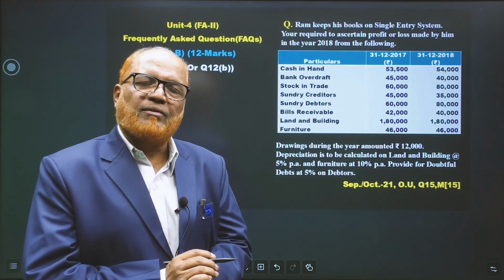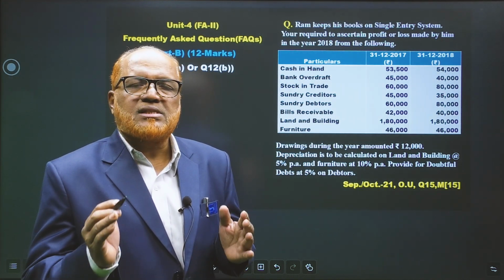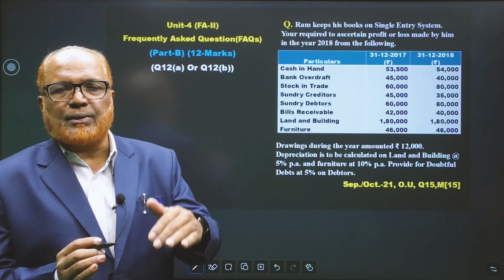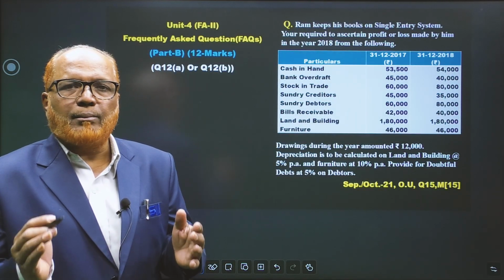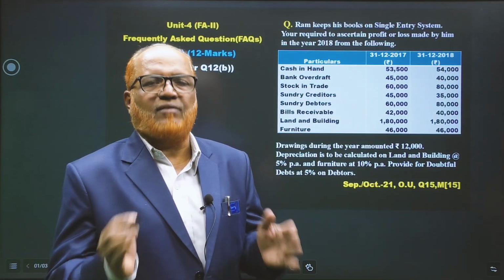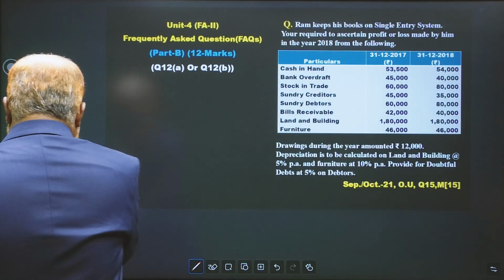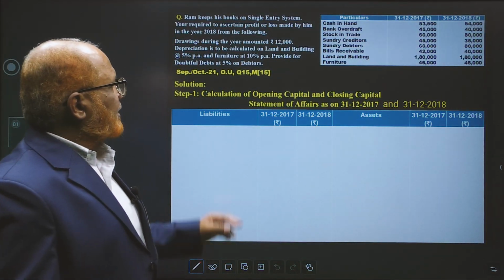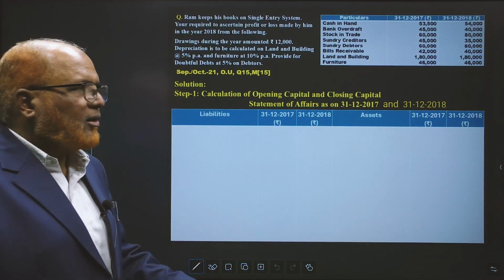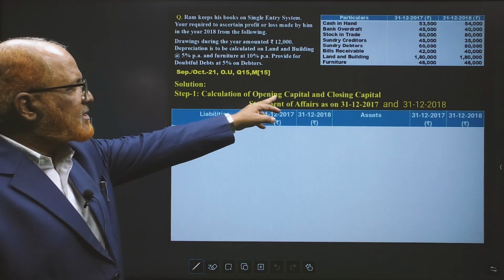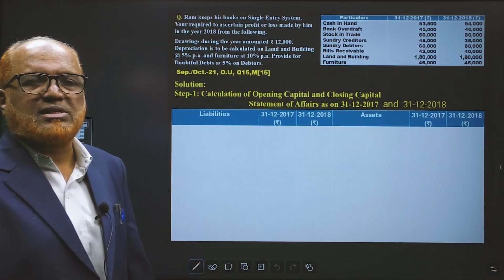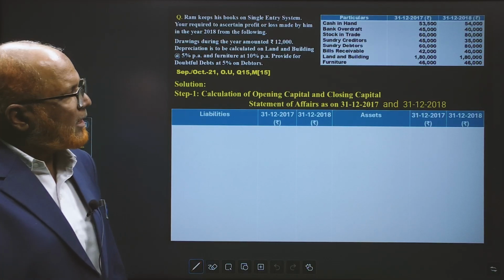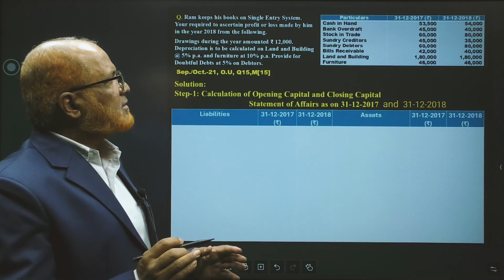Remember the steps, which I already explained in the previous video. The first step is to calculate the capital at the beginning of the year and the capital at the end of the year by making a statement of affairs. Now we proceed to prepare. Now see here, calculation of opening capital and closing capital. For finding out this capital, we are making statements of affairs on 31st December 2017 and 31st December 2018, last year and current year. So now we will start the problem.